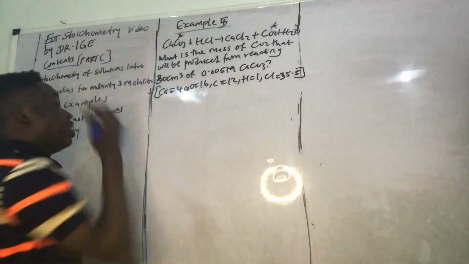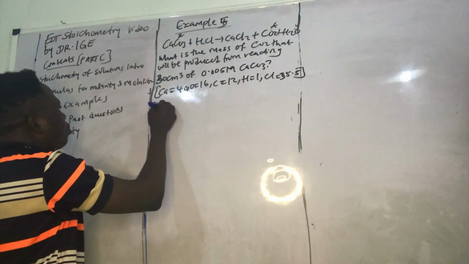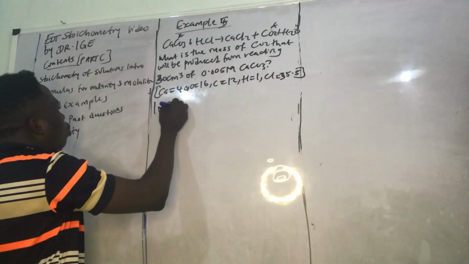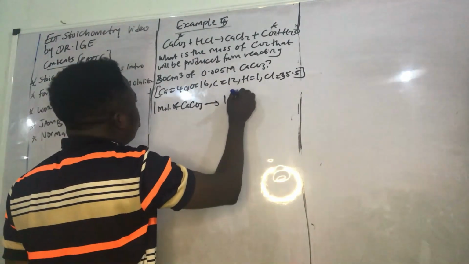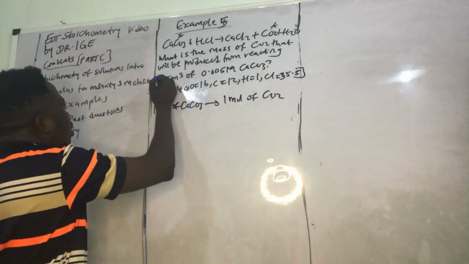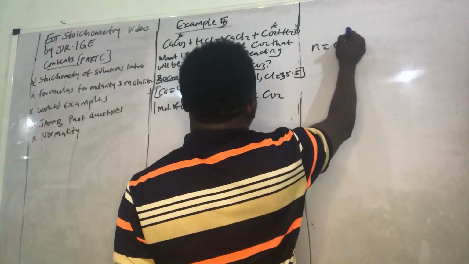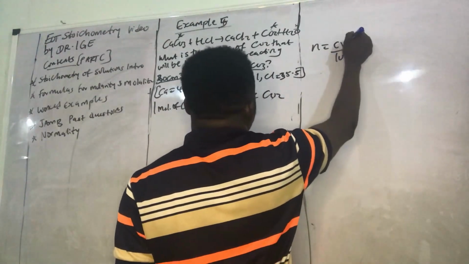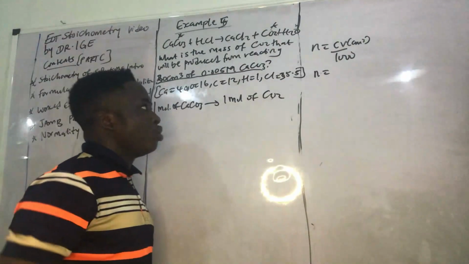Now what I want to do is this. We will still do the normal stuff. It's just the same comparison. We already know what you are comparing. So we can see that 1 mole of CaCO3 actually will produce 1 mole of CO2. But you now give us information here. See this thing. You know how we can make n equal to CV over 1000. That's if volume is in cm³, right? Now we can use this value to look at the number of moles of this one.